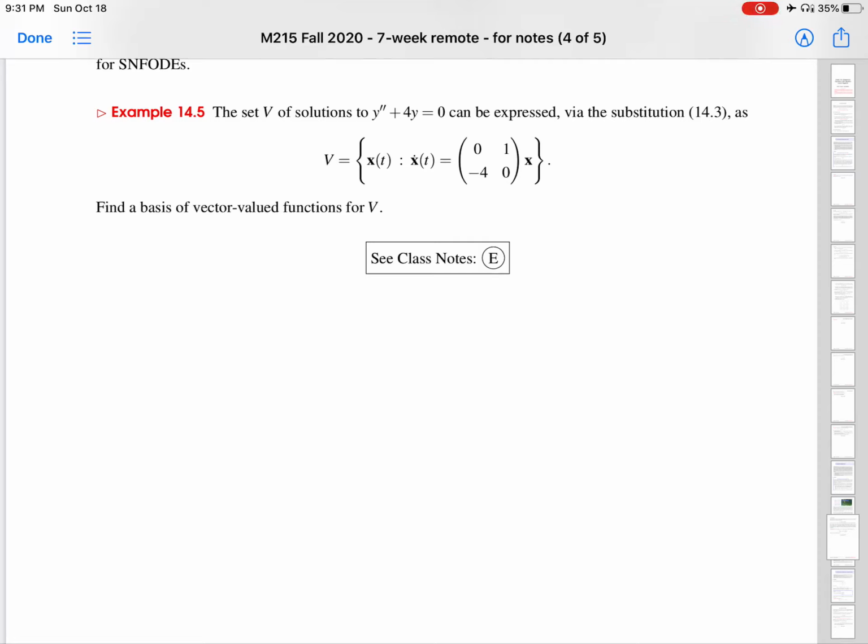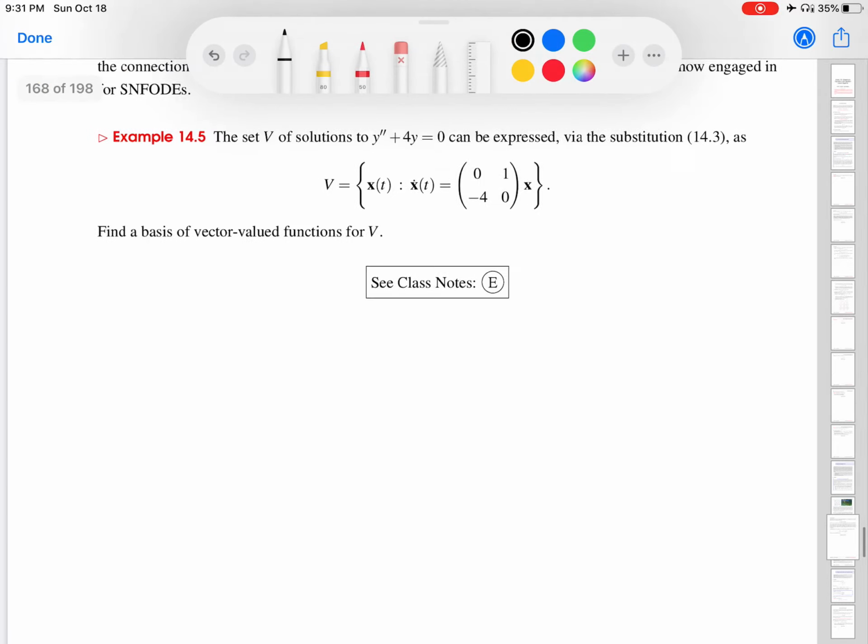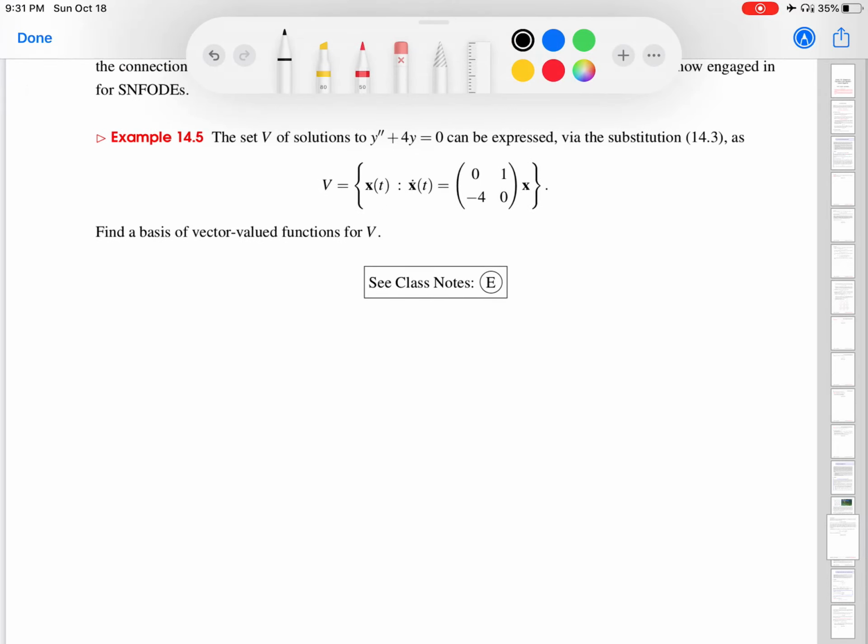We are going to work on class notes E in lesson 14. This class notes picks up where the previous one left off. You can see that V originally in this example is the set of solutions to this CC solved. And rather than walk through how to write that in vectorial form, I've just given that information to you here.